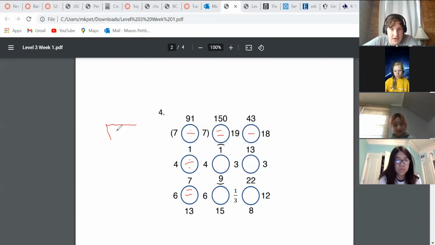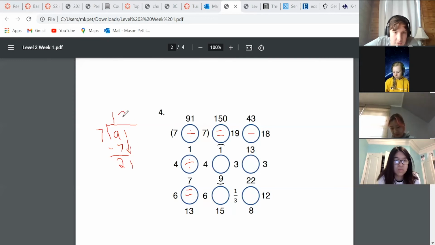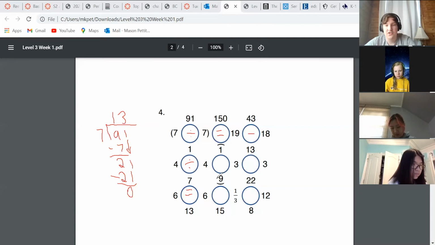Again, division is hard. So 91 goes inside the house, 7 on the outside. 7 goes into 9 one time. So then we have this 7, subtract. We have 2 left. We bring down the 1. 7 goes into 21 3 times. That gives us 21. Subtract, and we're at 0. So yeah, great job. That works.